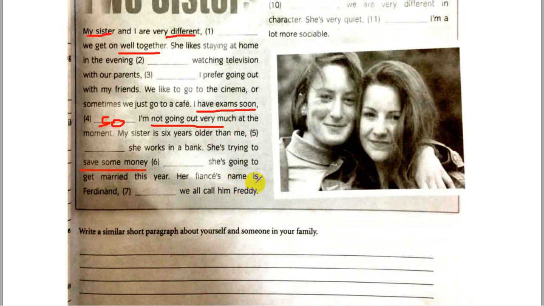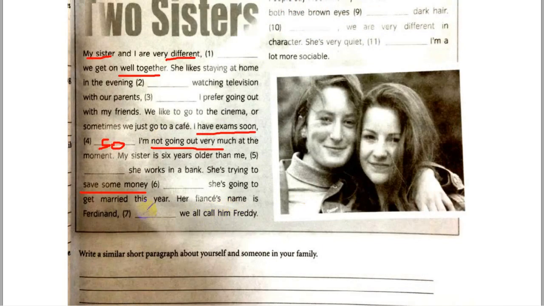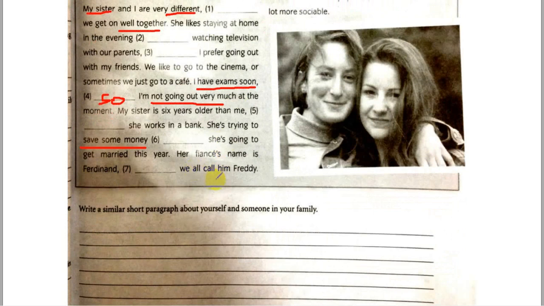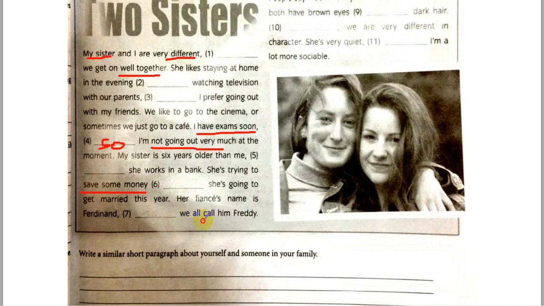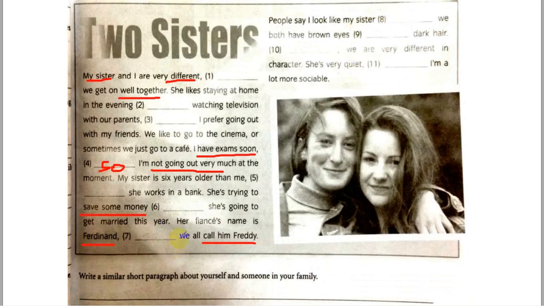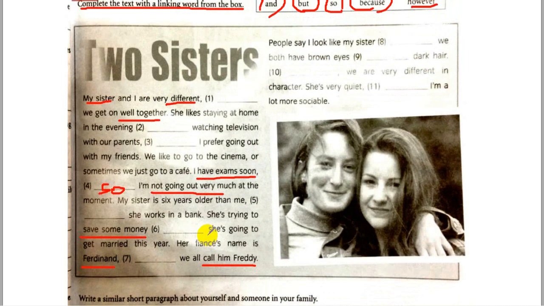Her fiancé's name is Fernando. اسم خطيبها هو فرناندو. But ولكن we all call him by another name because it's a different name. Sometimes for this situation we can use however as well, it will give us similar meaning. I mean, but and however we can use for this sentence, both are right.